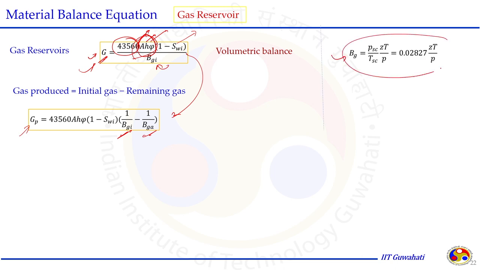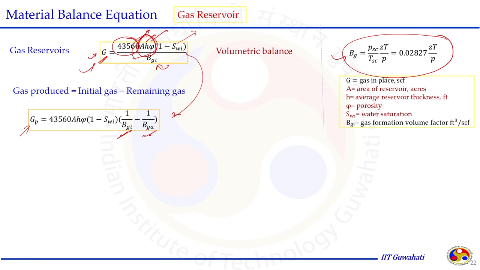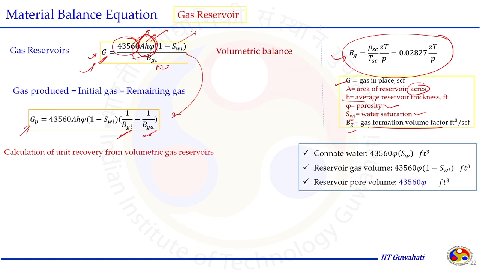BG can be calculated at a particular temperature and pressure, knowing the deviation factor for the gas at those conditions. Other terms have the usual meaning: G is gas in place, A is the area of the reservoir, and importantly it is in acres. H is the average reservoir thickness or the pay zone thickness, phi is the porosity, Swi is the water saturation at the initial condition, and BGI is the gas volume formation factor at the initial conditions. So the calculation of the unit recovery from this volumetric gas reservoir can also be done.